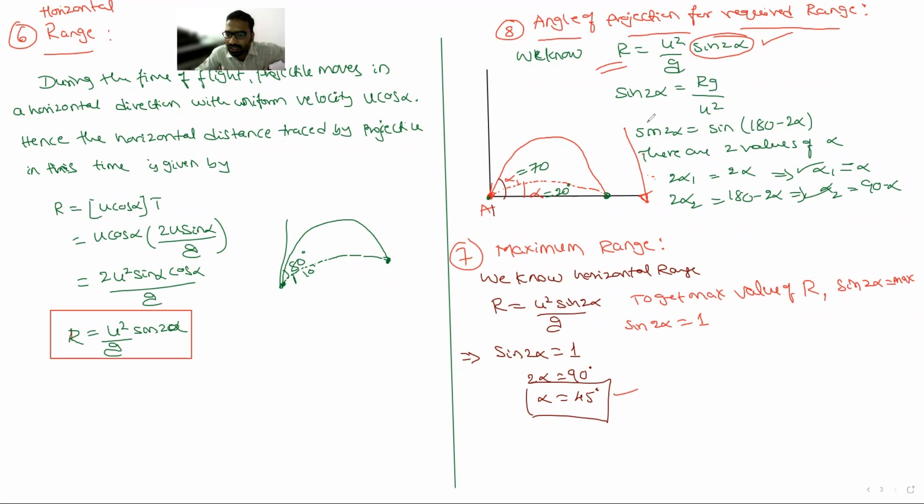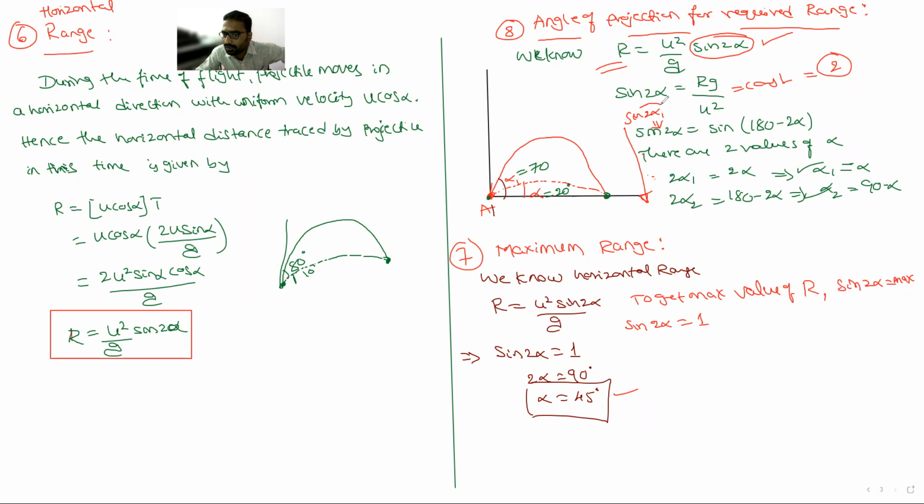ओके, सो इधर क्या आ गए, sin 2 अल्फा, सो sin 2 अल्फा इज इक्वल टू दिस कांस्टेंट है, दिस इज इक्वल टू कांस्टेंट, करेक्ट ना, कांस्टेंट. सो sin 2 अल्फा कैन बी रिटन एज sin ऑफ 180 माइनस 2 अल्फा. Okay, it means this equation is having two roots, two values. Okay, so if I consider first value is 2 alpha 1, sin 2 alpha 1 is equal to this value.